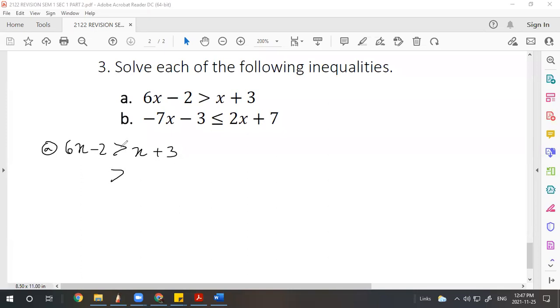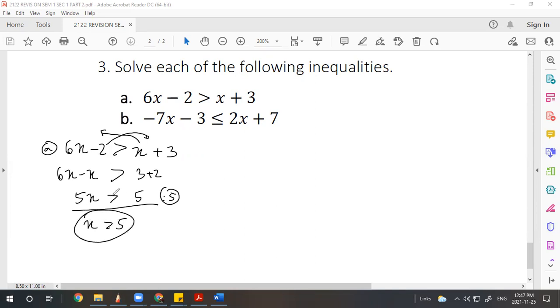So, I want to solve this. What can you do? Put the x to the left. So 6x, subtract x, right? And then this is 3 plus 2. So 5x more than 5. So I divide everything by 5. You will get x more than 5. This will be the final answer, and it is already done.